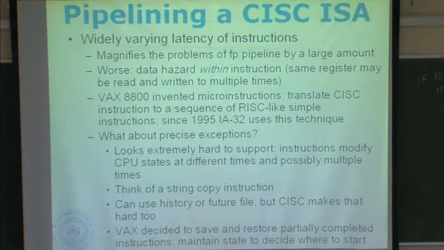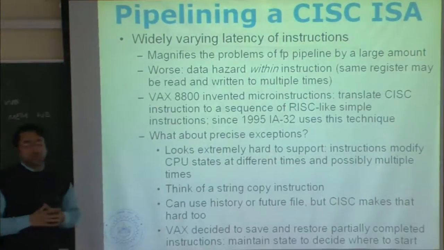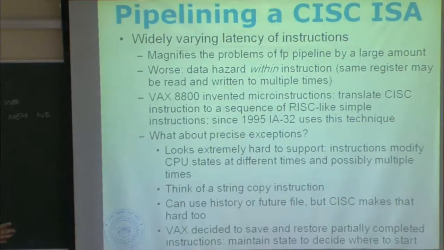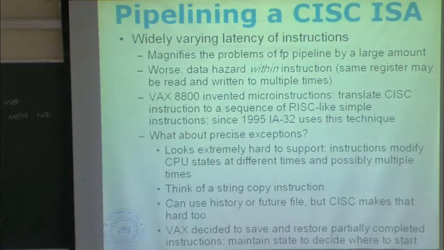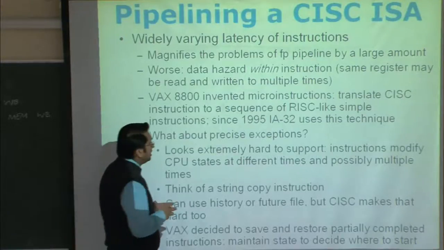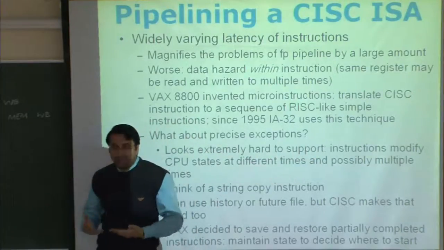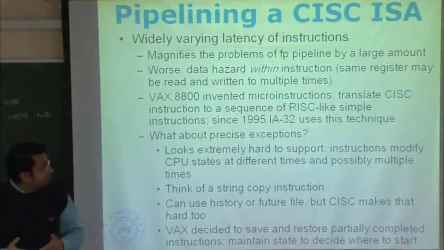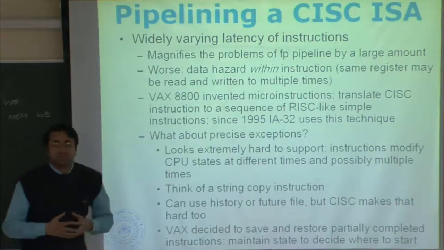So VAX 8800 invented something called micro instructions. What is that? You essentially translate CISC instruction to a sequence of RISC-like simple instructions. And since 1995, your Intel architecture uses this technique. So essentially internally, your x86 instructions get translated to RISC-like micro instructions. Okay, so that takes care of many bad things about the CISC ISA.